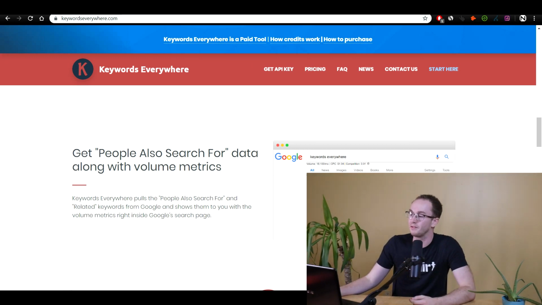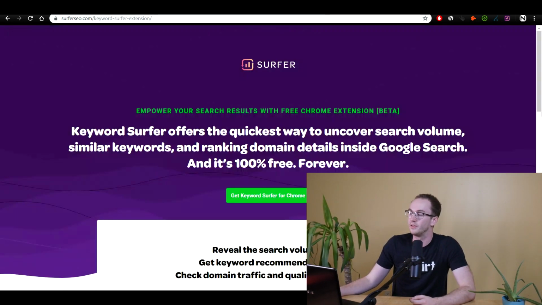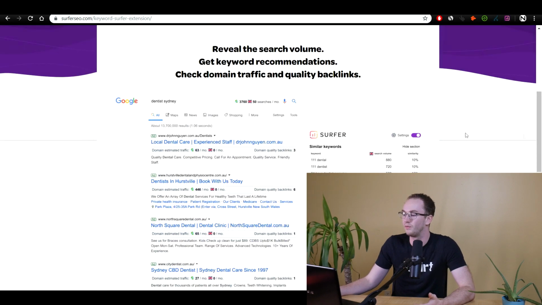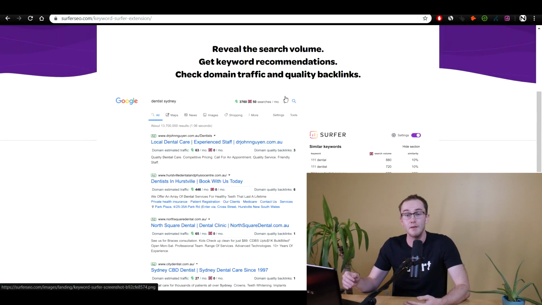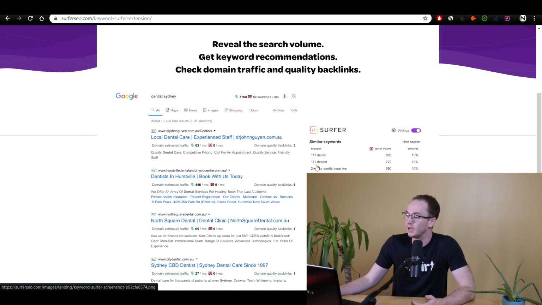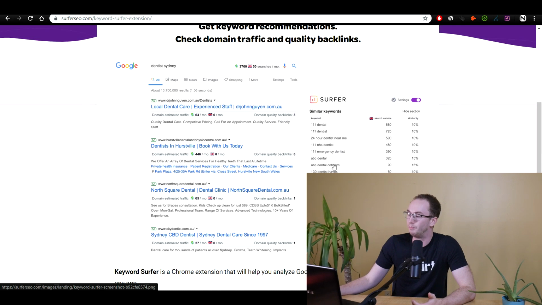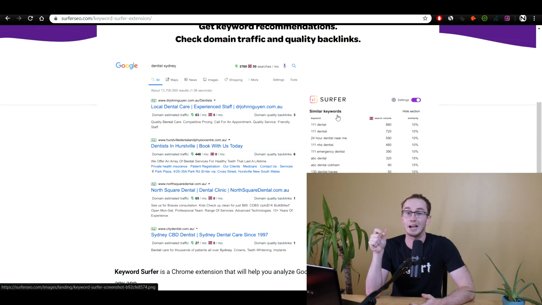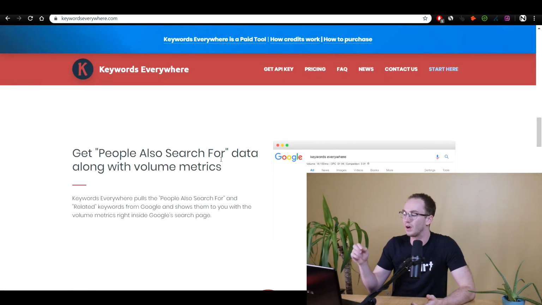Now, if you do want a free alternative, Surfer SEO actually just put out a new keyword tool that is a Chrome extension. It does very much the same type of thing. I've been using it the past week and I like it pretty well. I think it's a pretty good tool, from Surfer SEO. It's a little bit more bloated in a way, and it's not necessarily as accurate. It does basically the same thing as Keywords Everywhere, but I wouldn't say that it's as clean and as simple.